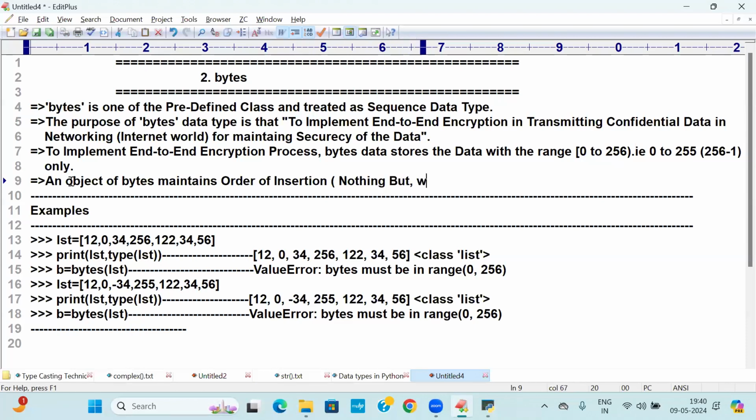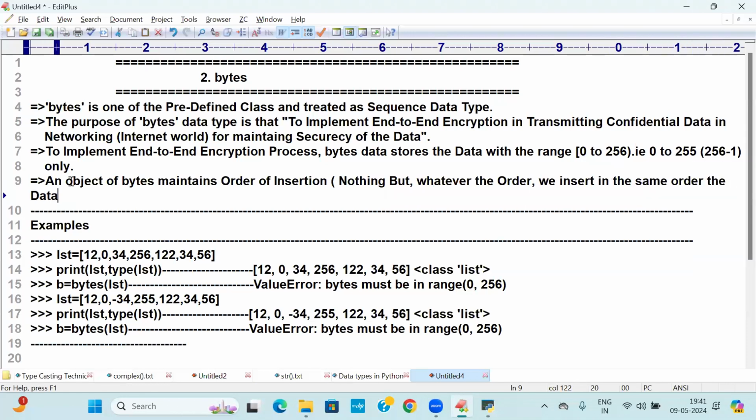Whatever order we insert, in the same order the data will be displayed. This is called insertion order maintained. In our applications, algorithms that maintain insertion order are required. Algorithms that do not maintain insertion order I also want.